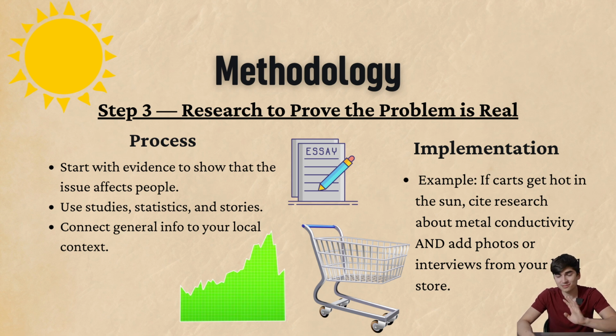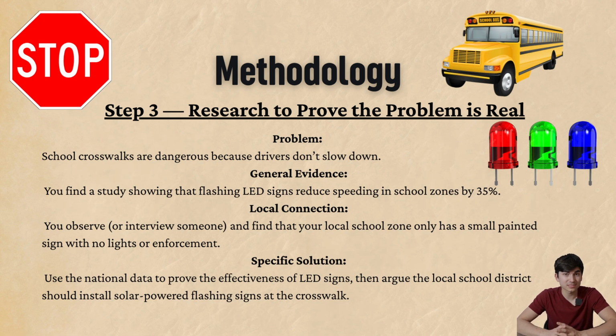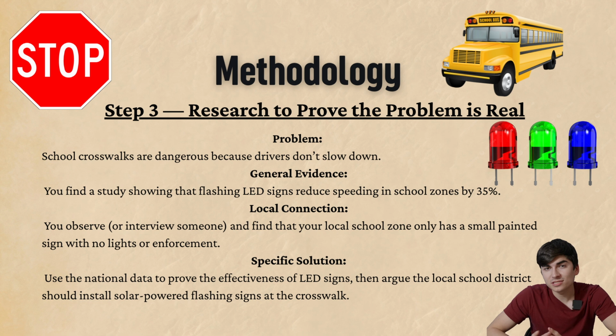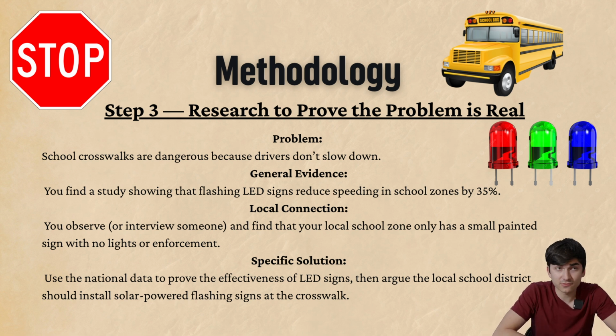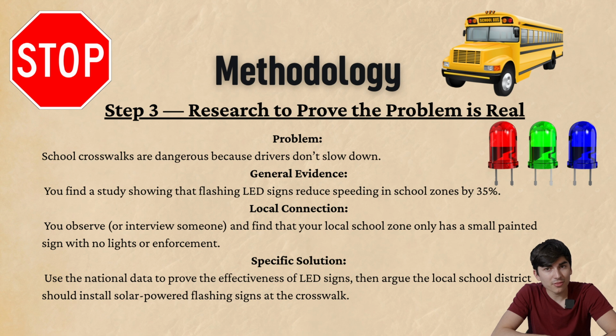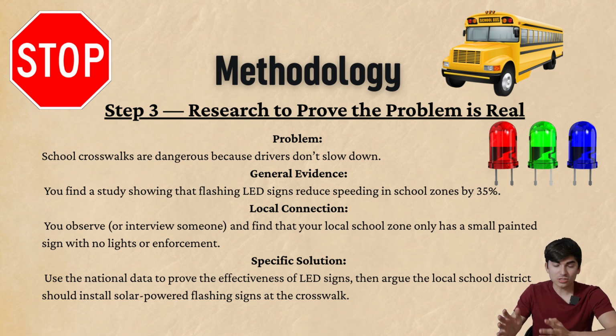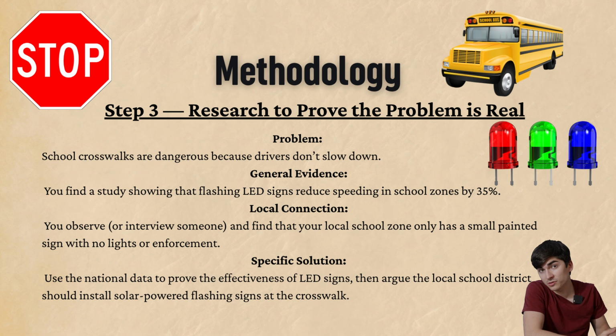Now, I know what you're thinking, that's a very simple problem. That's why we're going to expand on this. The methodology for this problem, which is the fact that school crosswalks are dangerous because drivers don't slow down, could be fixed by using pieces of evidence that show solutions in other areas. For example, a study found that flashing LED lights reduce speeding by about 35%. And you could use that piece of evidence and logically tie it to your problem in your local community, saying it worked over here, therefore it would be able to work in this area as well.